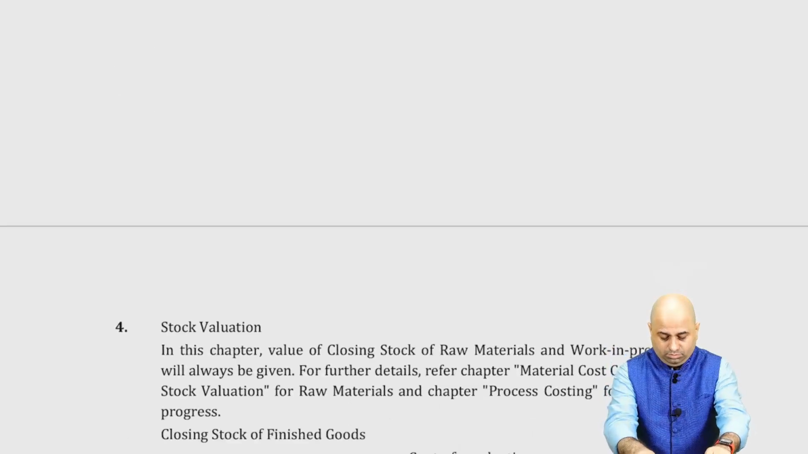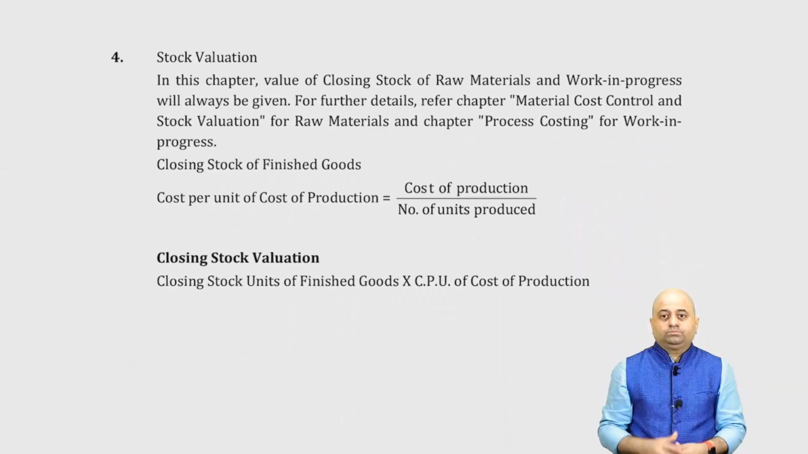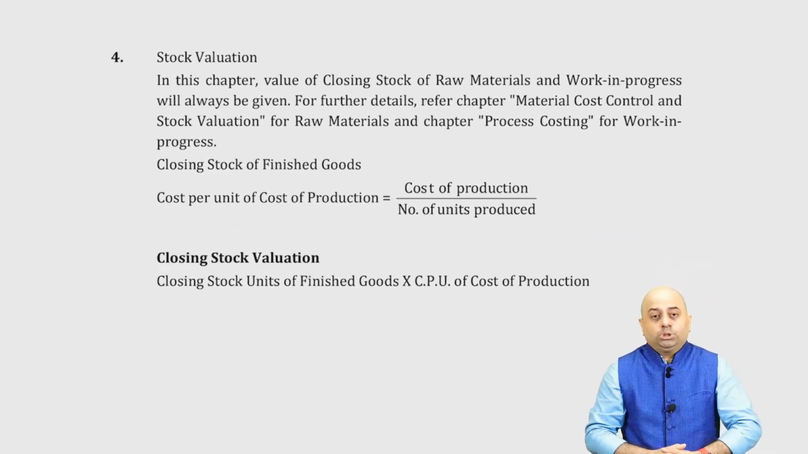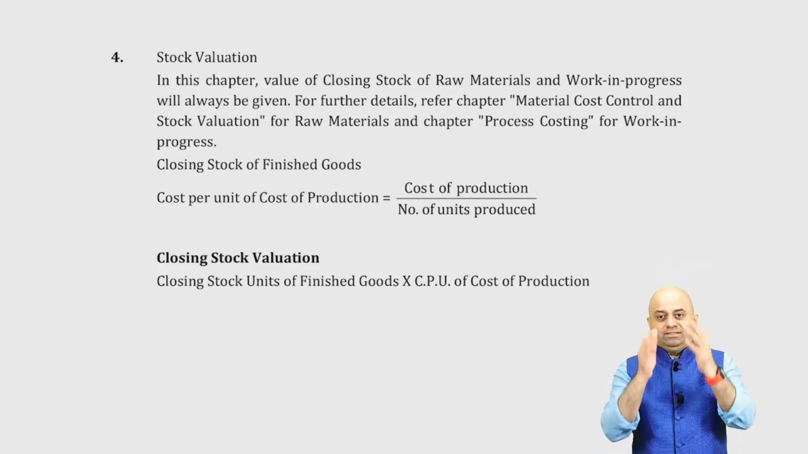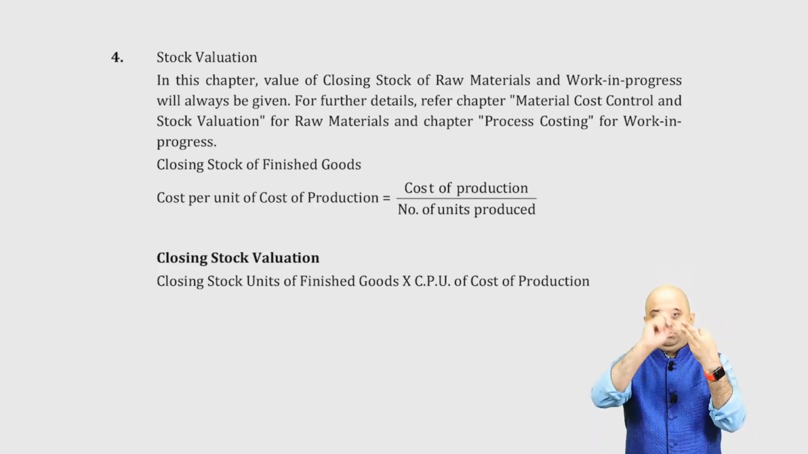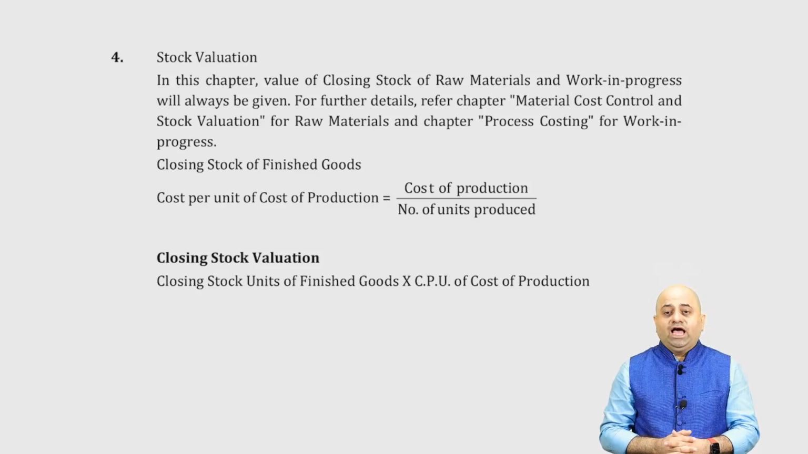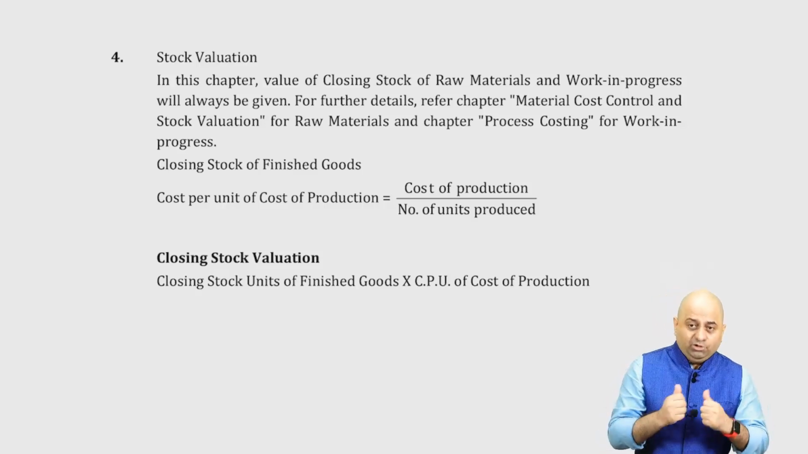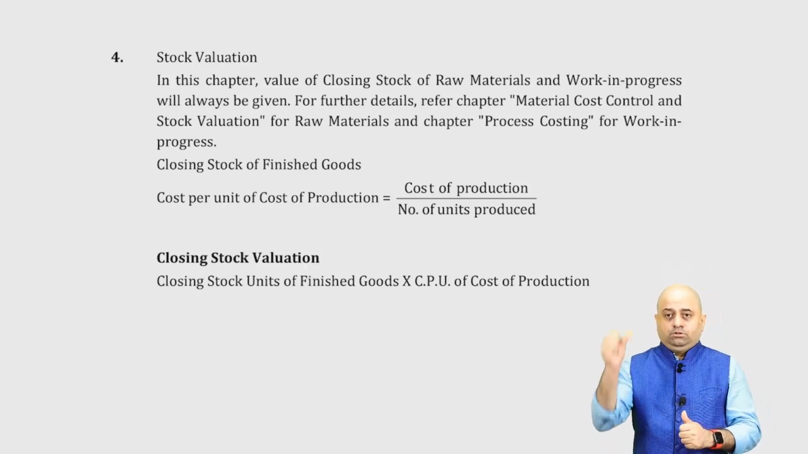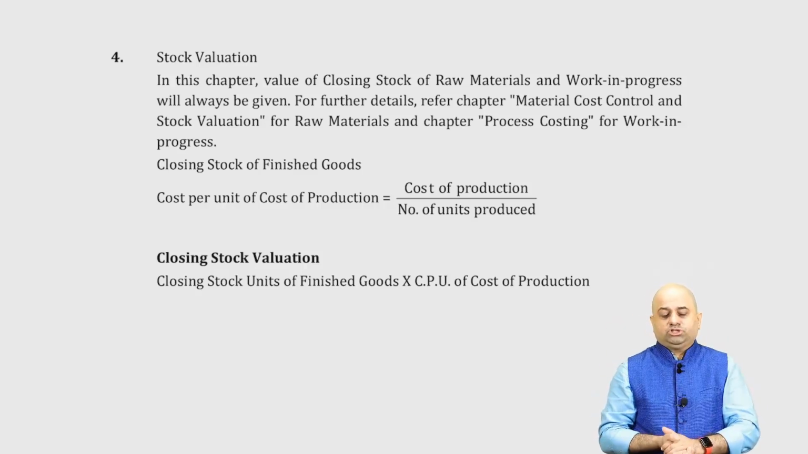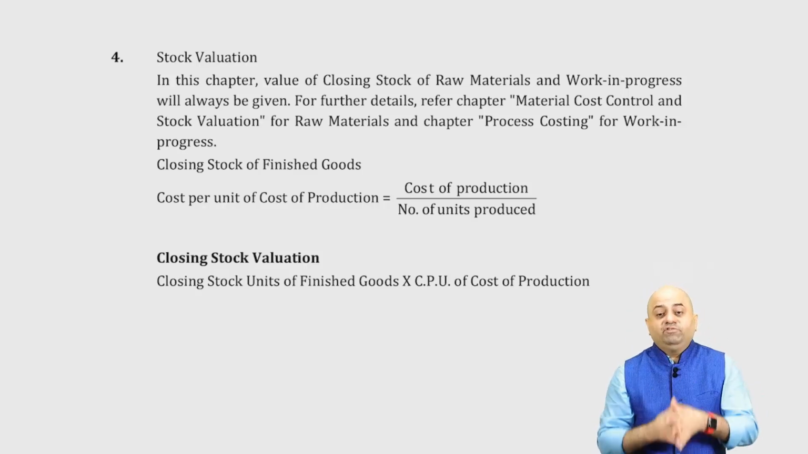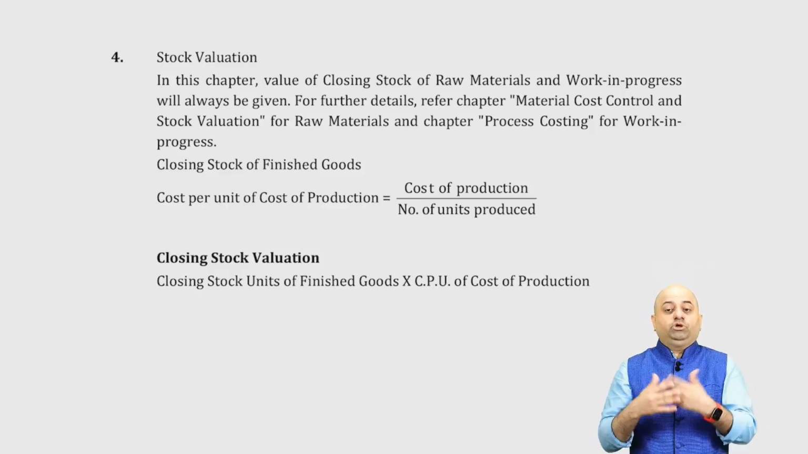Now I move on to something very, very important, deadly and tremendously important. Pay attention. Stock valuation. So we have three types of stock: raw material, work in process, finished goods. In this chapter, usually value of raw materials and work in process stock will be given. We are talking about finished goods. We will be given finished goods units. We need to value that.